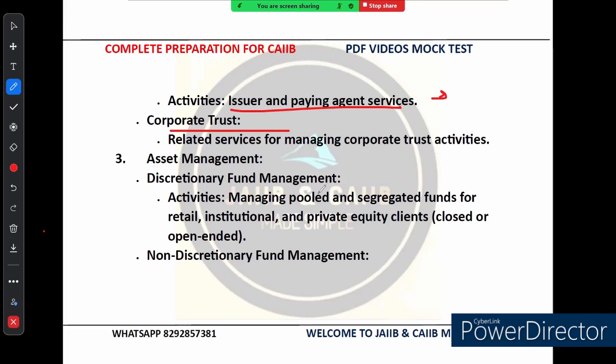The next is corporate trust, where the bank manages trust activity for the corporation. For instance, when a company issues bonds to raise money, the bank might act like an agent to ensure that bondholders get their payment.